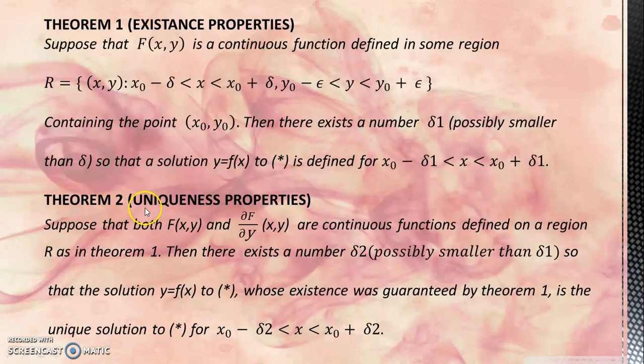For Theorem 2, suppose that both f(x,y) and delta f over delta y (x,y) are continuous functions defined on a region R as in Theorem 1. Then there exists a number delta 2 possibly smaller than delta 1 so that the solution y equals f(x), whose existence was guaranteed by Theorem 1, is the unique solution for x0 minus delta 2 smaller than x smaller than x0 plus delta 2.